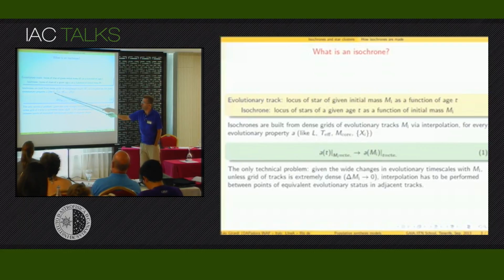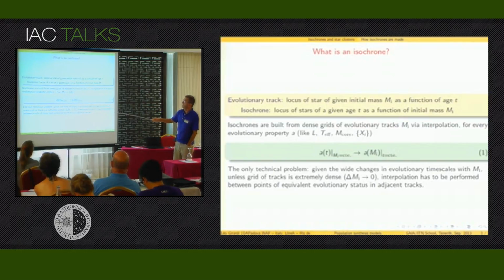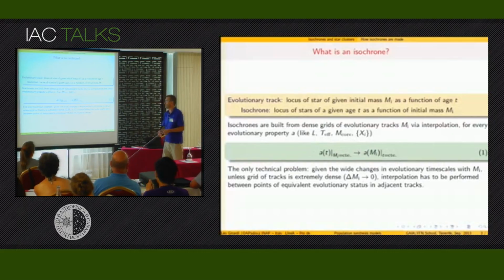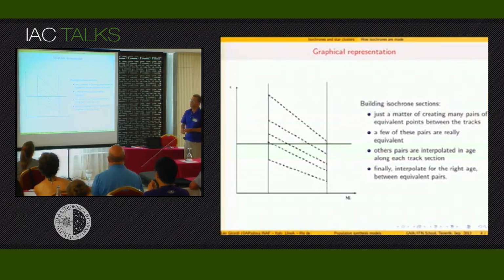From the tracks we have properties like luminosity, effective temperature, and surface chemical abundances as a function of age, which we will convert as a function of initial mass for a given age. The problem is quite simple mathematically. The only technical problem is that we cannot do this kind of interpolation from evolutionary tracks to isochrones in a blind way. We need to do it in a somewhat clever way.